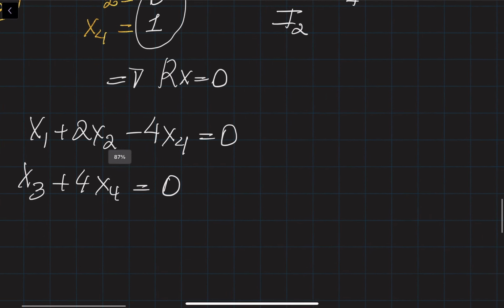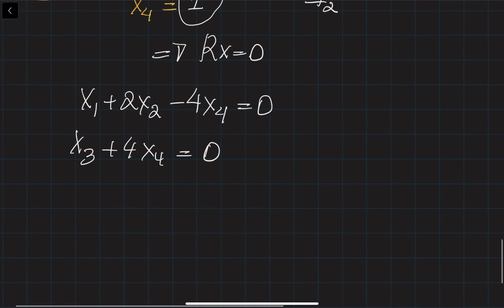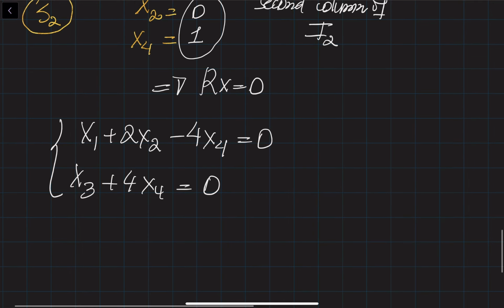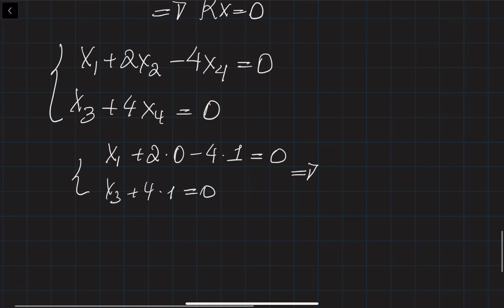Please note that you have to solve the system Rx equals 0, not Rx equals d, as we did to find a particular solution. So I'm going to set x2 equal to 0 and x4 equal to 1, and try to solve the system. In this case, it's going to be x1 plus 2 times 0 minus 4 times 1 equals 0, and x3 plus 4 times 1 equals 0. From here, it is easy to see that x1 is going to be equal to 4, and x3 is going to be equal to minus 4.